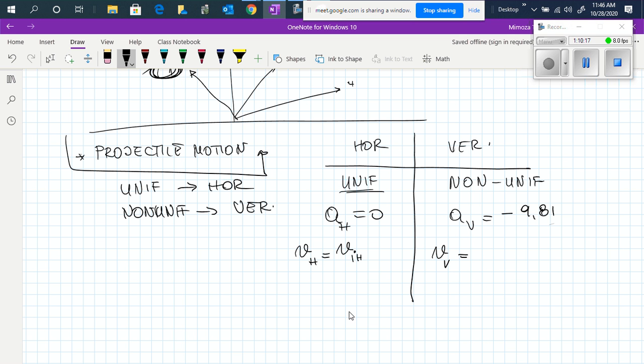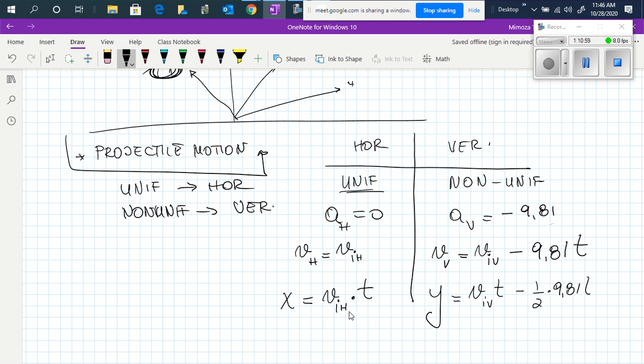and the velocity in the vertical will change because it will be affected by the acceleration in that direction, and will be whatever is the vertical component of the initial velocity minus the acceleration times time. And then the range or the horizontal displacement will be whatever is the horizontal component of the initial velocity times time, and the height will change, as a projectile, and will be whatever is the vertical component times t minus 1/2 times 9.81 t squared.